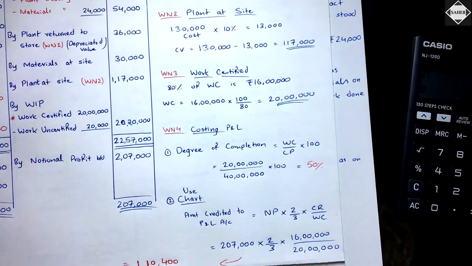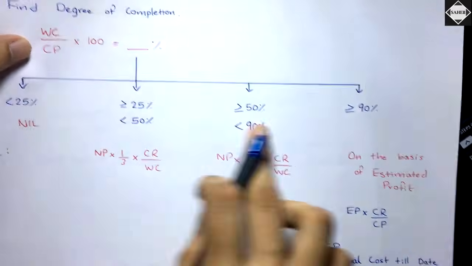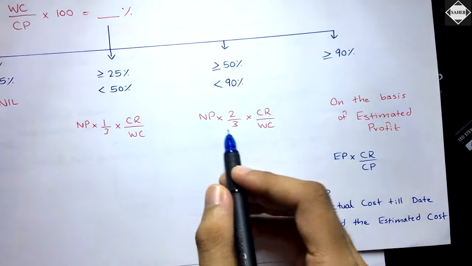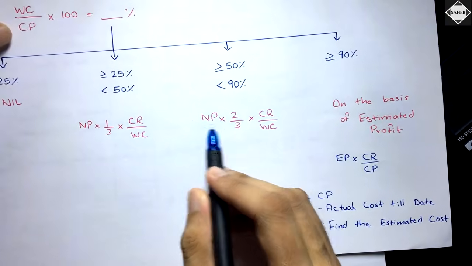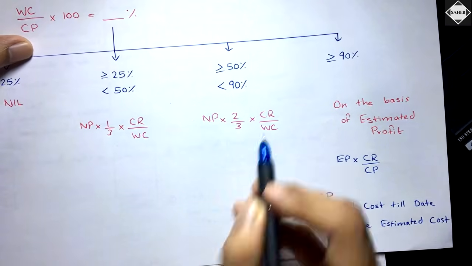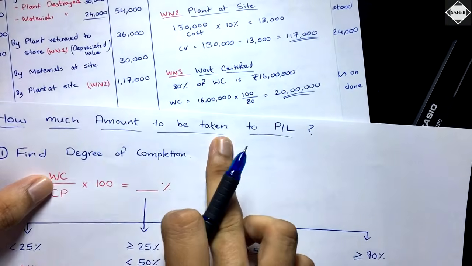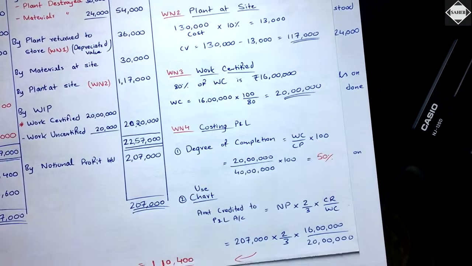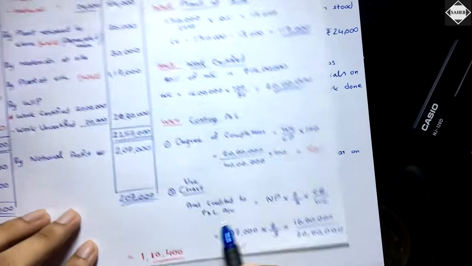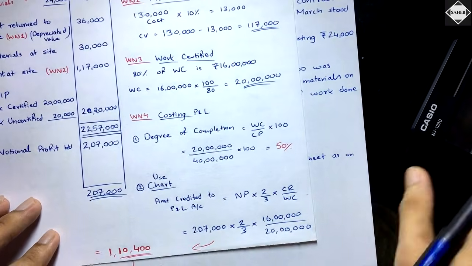So now use the chart. See here, greater than or equal to 50%. In the third category it falls. So what kind of formula you have to use? The 2 by 3 formula. Notional profit into 2 by 3 into cash received over work certified, right? If you use this formula, then you will get how much amount you have to take to profit and loss. So use the chart: amount credited to profit and loss account is notional profit into 2 by 3 into cash received over work certified.